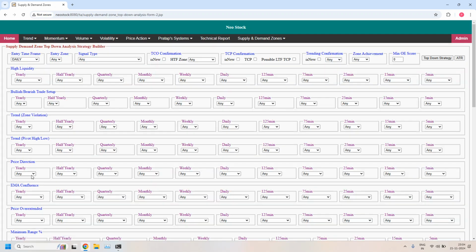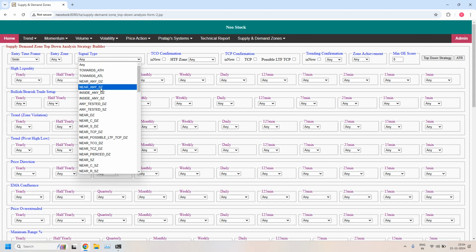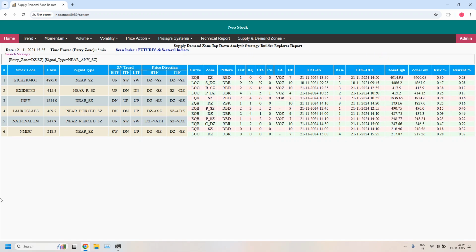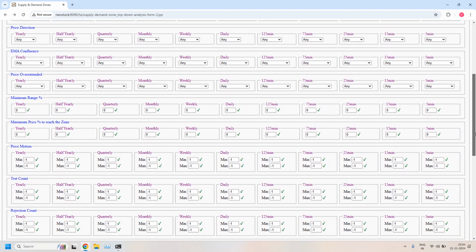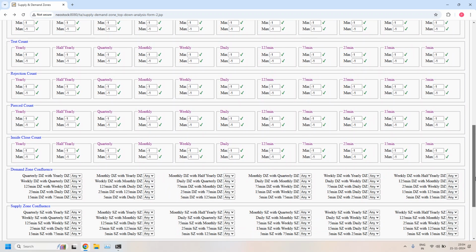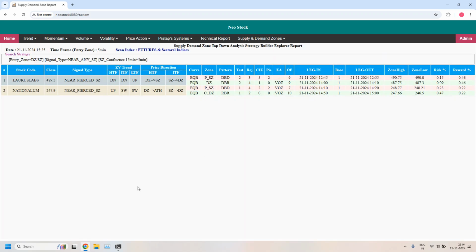Okay, next, for 5 minutes time frame, stocks near 5 minutes supply zone, we got 6 stocks. Out of these 6, how many supply zones are having ITF supply zone confluence? That is 5 minute supply zone with 15 minute supply zone confluence. So I'm enabling that filter. We got only 2 stocks and both are pierced zones. You can't use them. So this is about stocks near demand and supply zones.